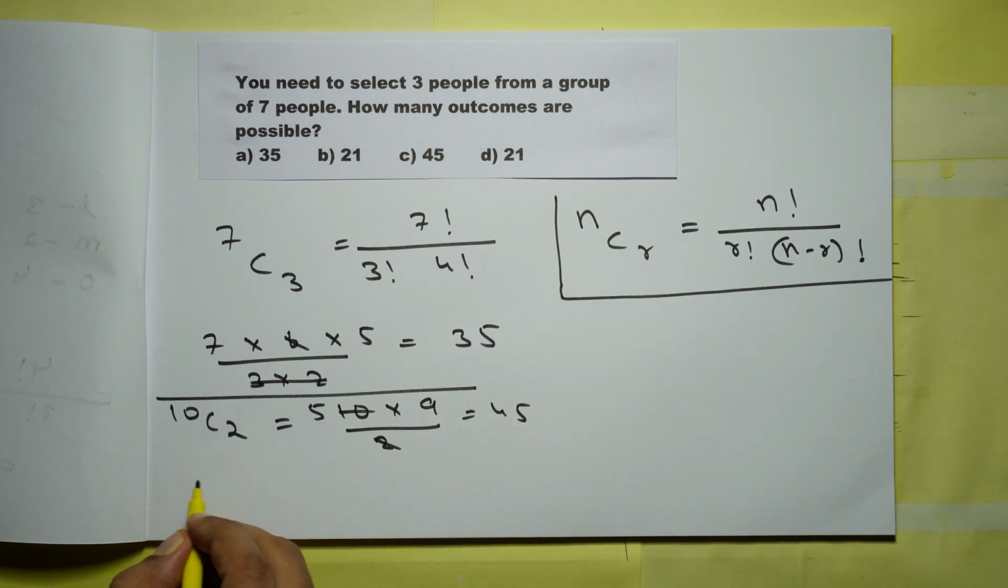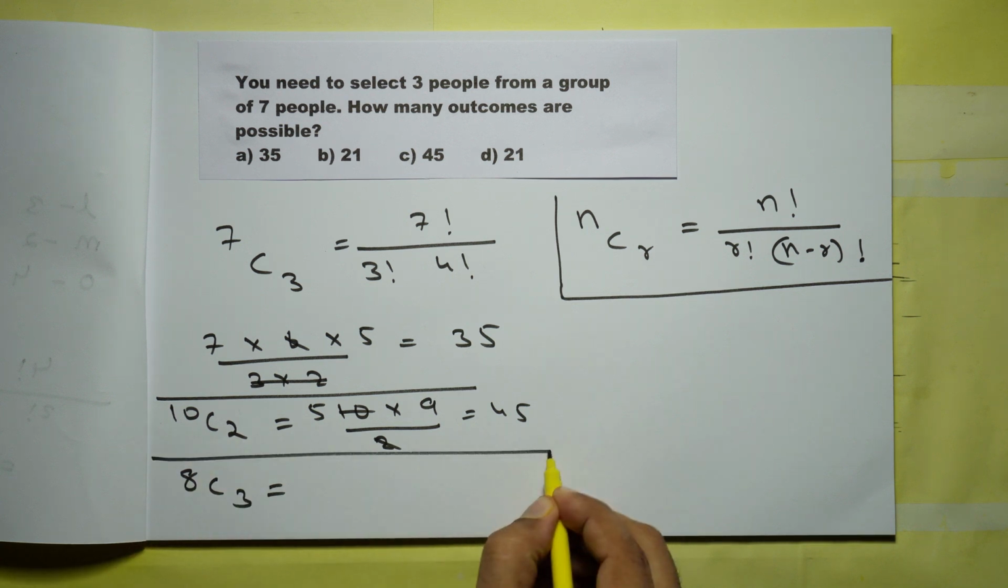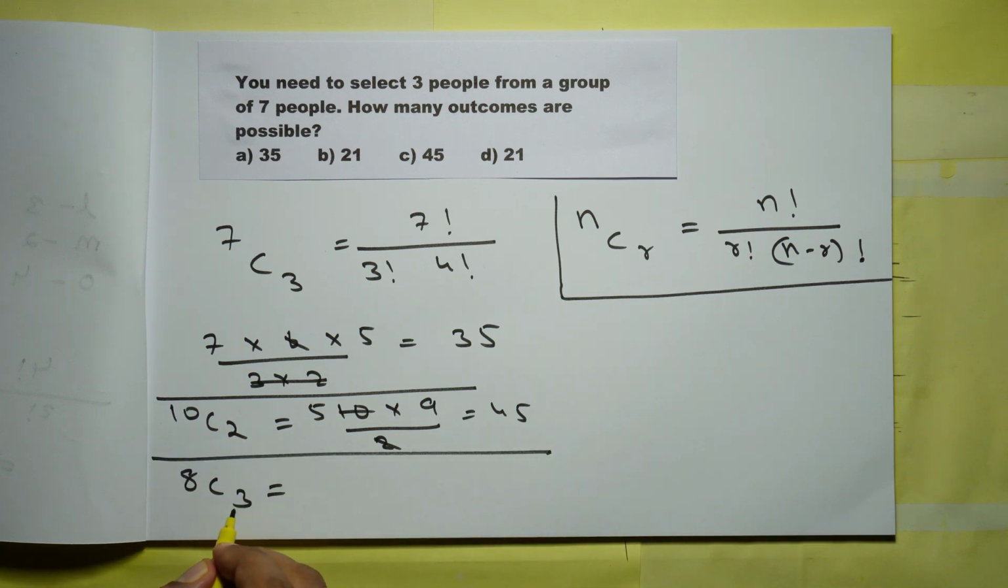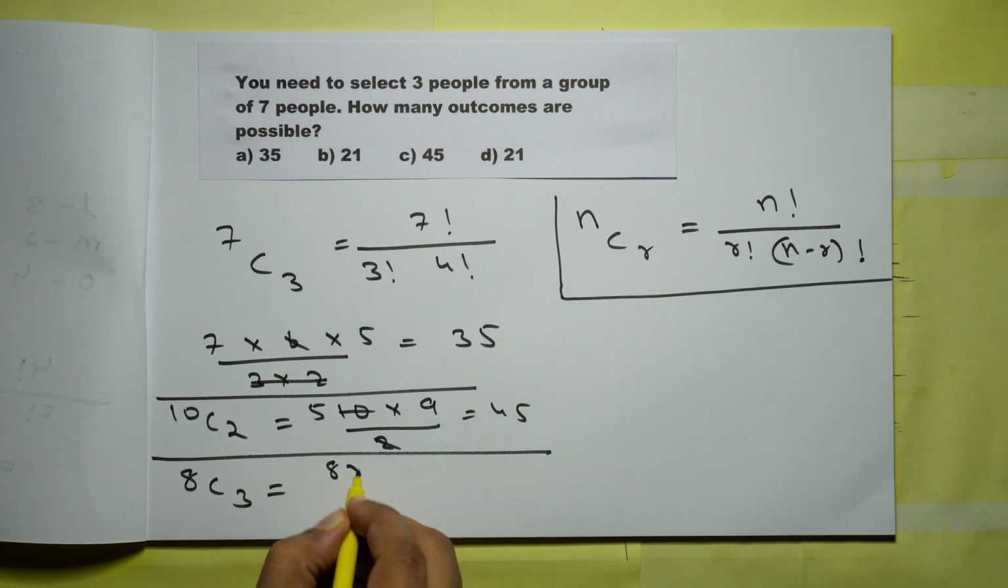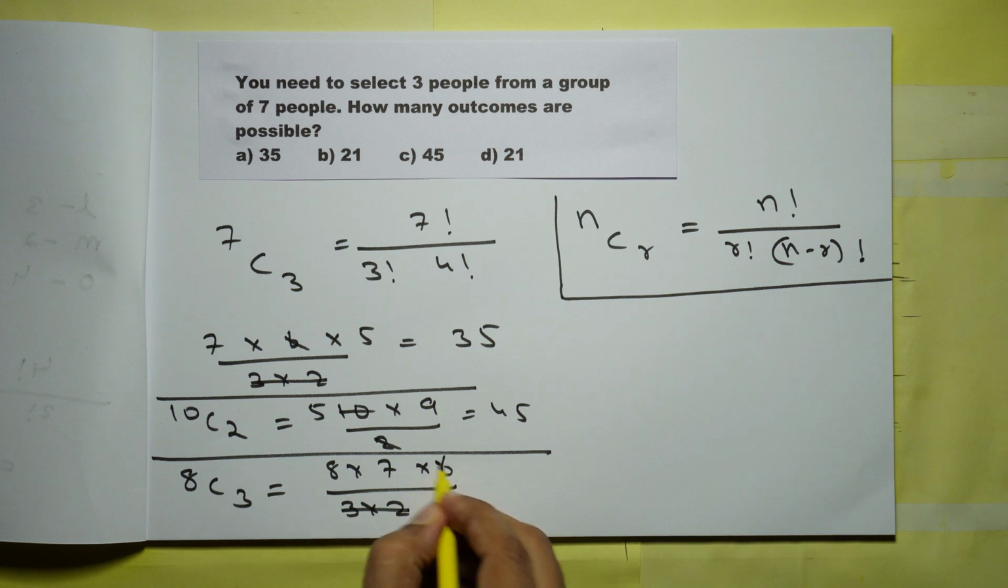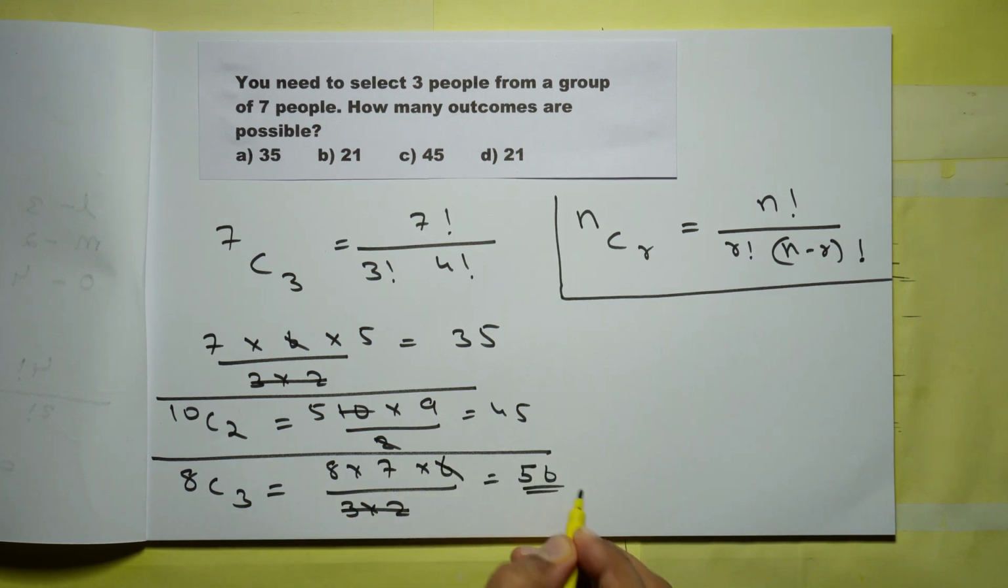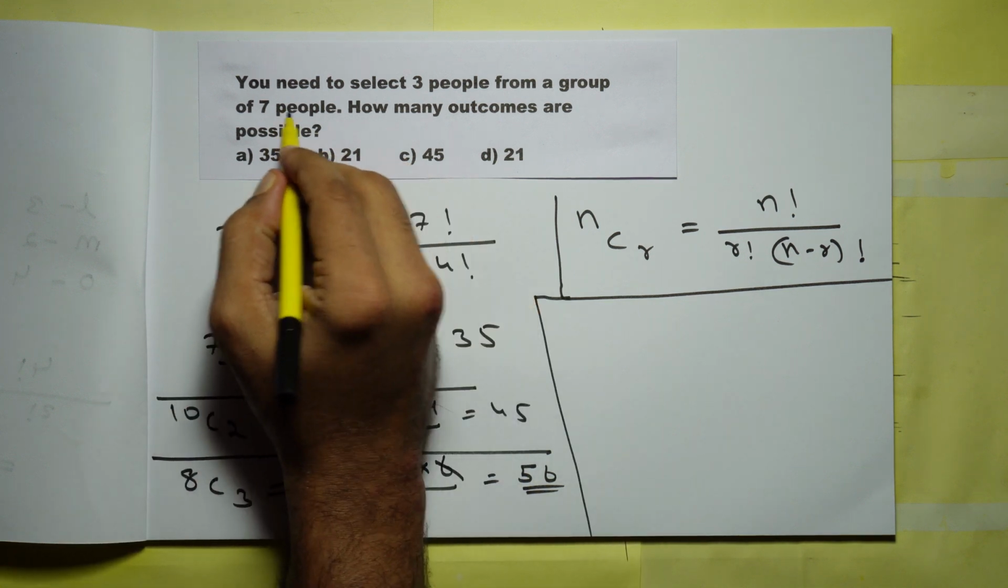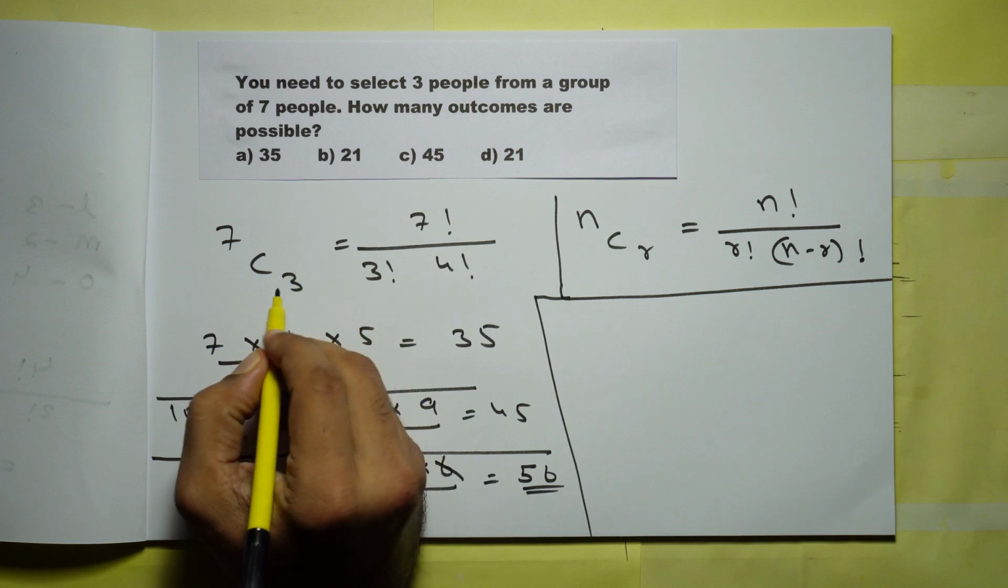For example, you want to calculate 8C3. So in the numerator you have 3 terms starting with 8 and going backwards. So that will be 8 into 7 into 6. And in the denominator you have this 3 factorial. So 3 into 2 into 1. 3 into 2 I'll cancel with 6. So 8 into 7 gives you 56. So 8C3 is 56. Now in this case 7 people are there, you need to select 3 people.